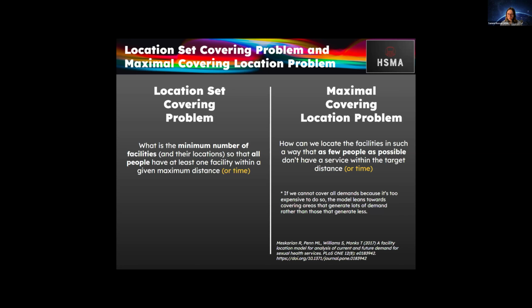The other thing that is worth noting with the maximal covering location problem is if you can't cover all demands in that way because it's too expensive to do so, it tries to maximize it for areas that generate lots of demand rather than those that generate less. So it's still kind of weighted in a way.